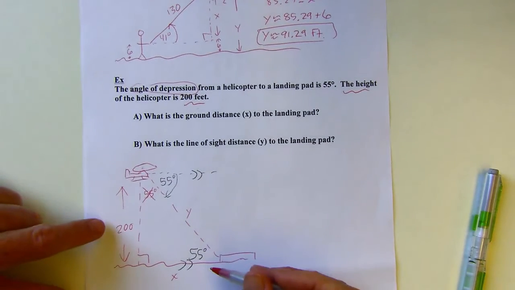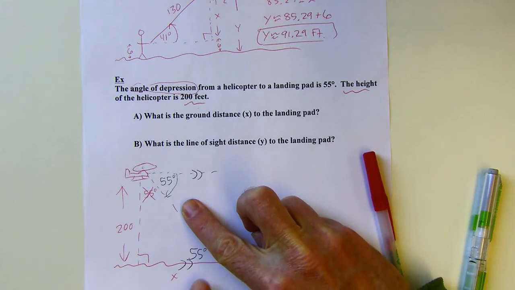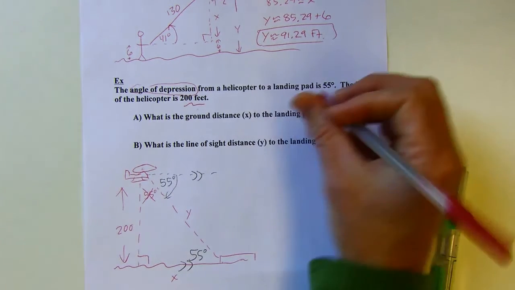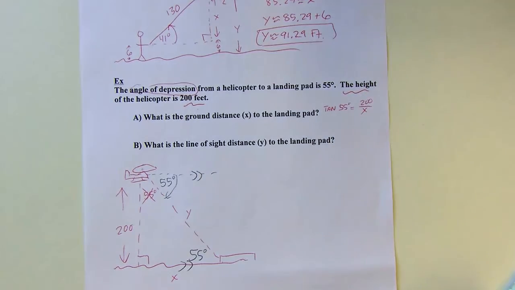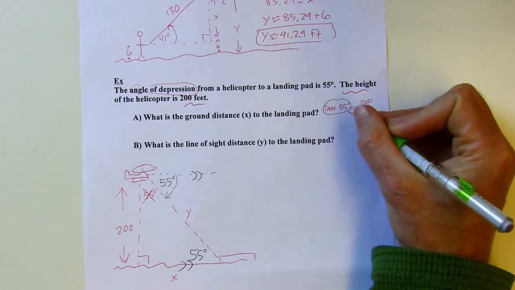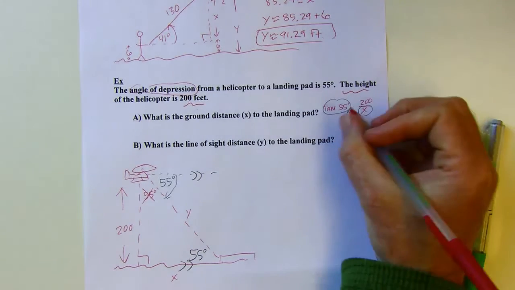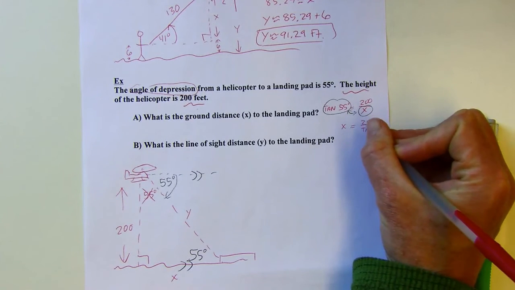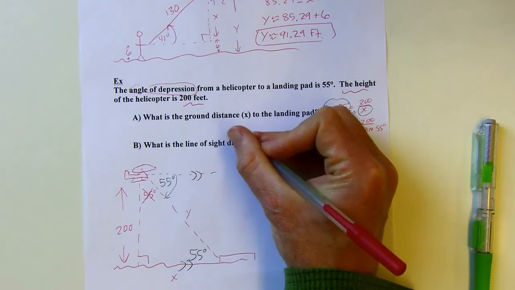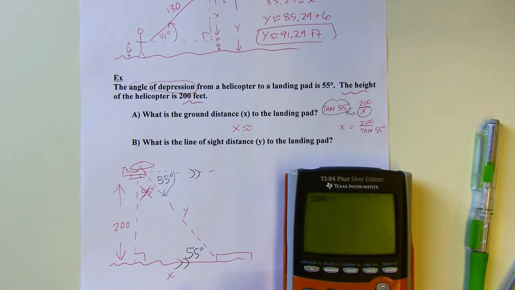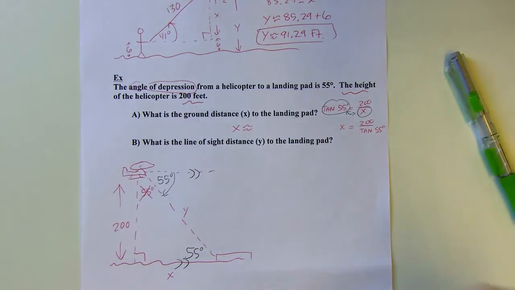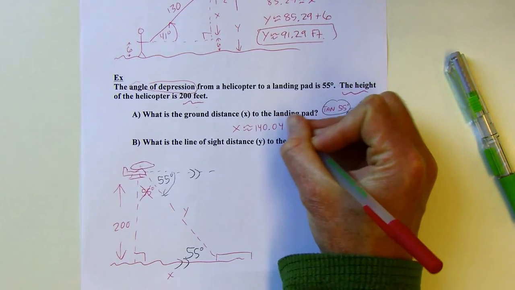I'm going to start by solving for X. I'm going to forget about the Y for a second. From down here, opposite, adjacent, I want to use tangent. So tangent of 55 degrees equals 200 over X. I'm going to use the incredible switch here because I've got that variable in the denominator. I didn't leave myself too much space here, but I'm going to put that into my calculator. That gives me about 140.04. This would be in feet.